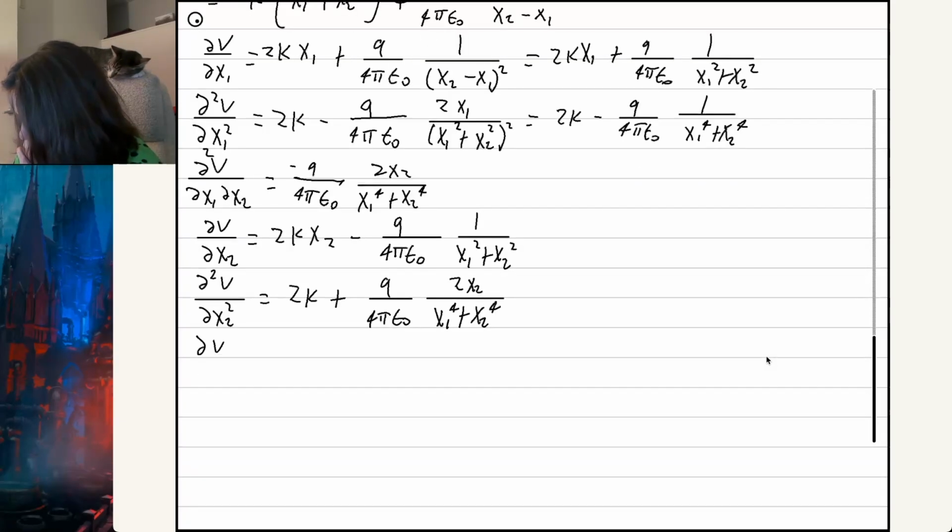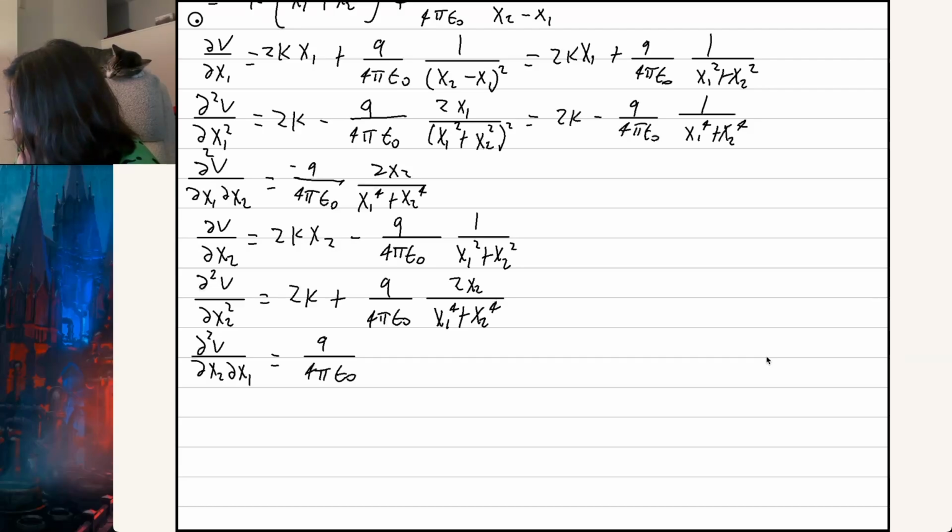And then the cross term, after doing x2, you do x1. And you say 2k, actually no 2k, just the q over 4 pi epsilon, not 2x1 up top. It's not a minus sign, it's a plus sign. Then x1 fourth plus x2 fourth on the bottom. So that's all of the terms, actually. So we can write the whole matrix, Vij.